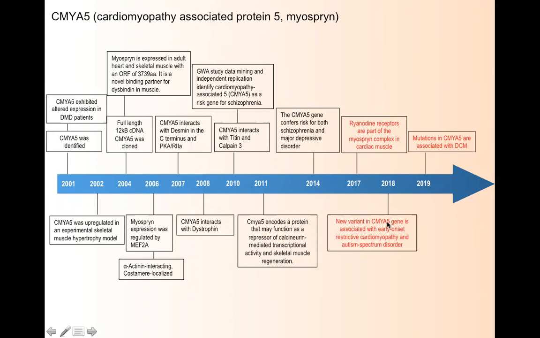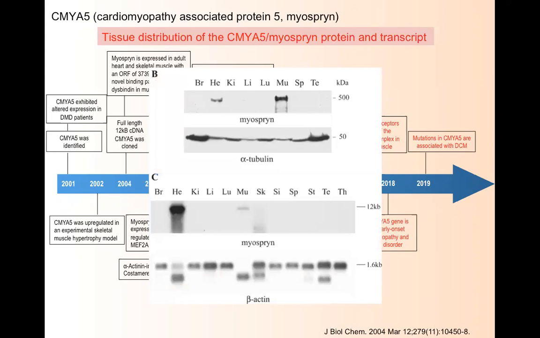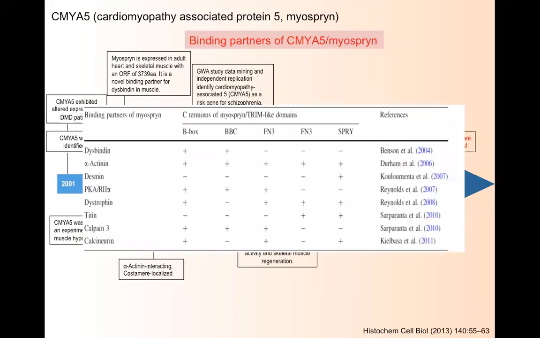So what kind of protein is CMYA5? Here is a historical review. Take-home messages: CMYA5 is a super-large protein that is almost exclusively expressed in muscles. It can interact with a lot of proteins such as actinin 2 and desmin.